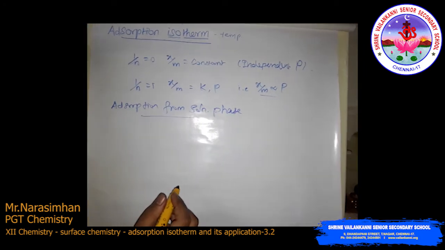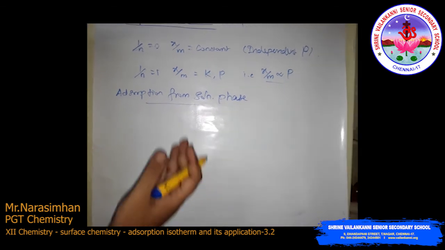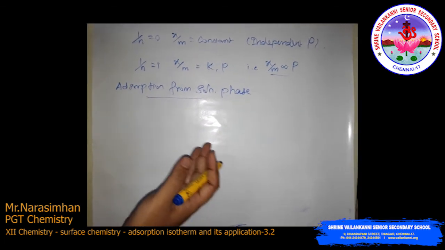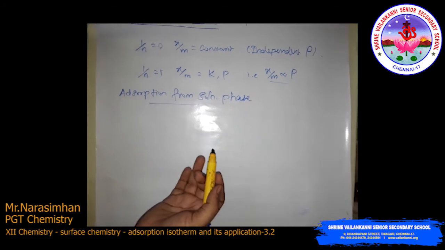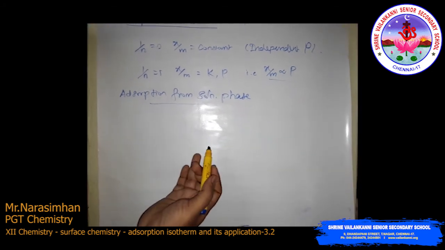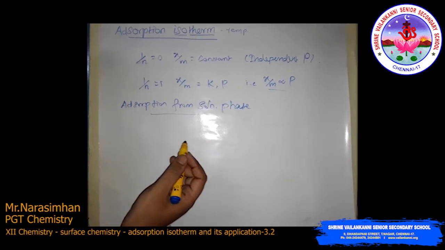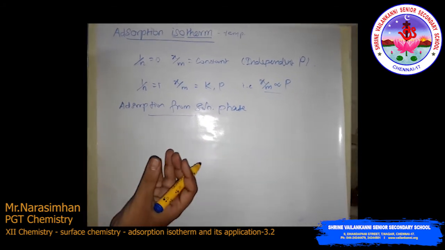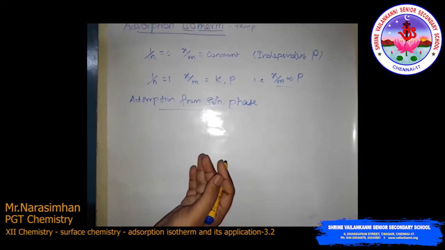Adsorption from solution phase. For example, a solid can adsorb solute from solution. See, for example, acetic acid. An aqueous solution of acetic acid is shaken with charcoal. What happens? The concentration of the acetic acid decreases, because the charcoal adsorbs the acetic acid. So the concentration decreases.